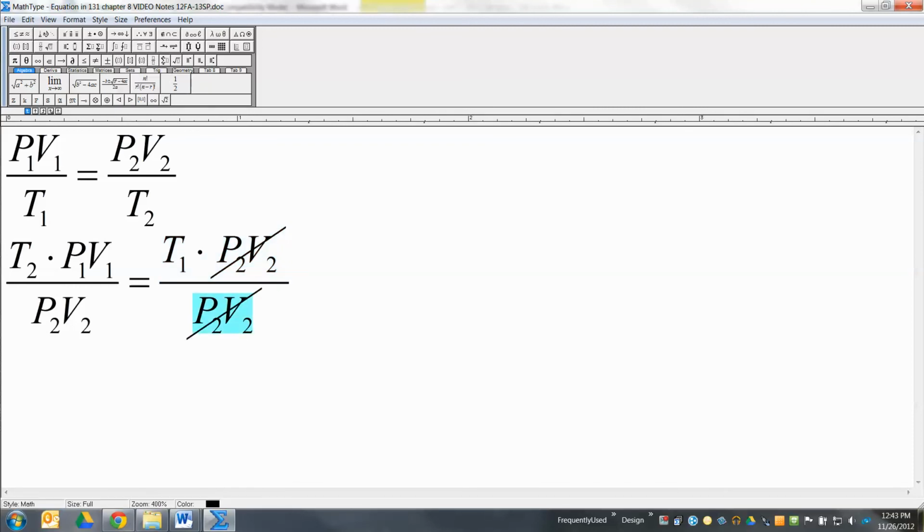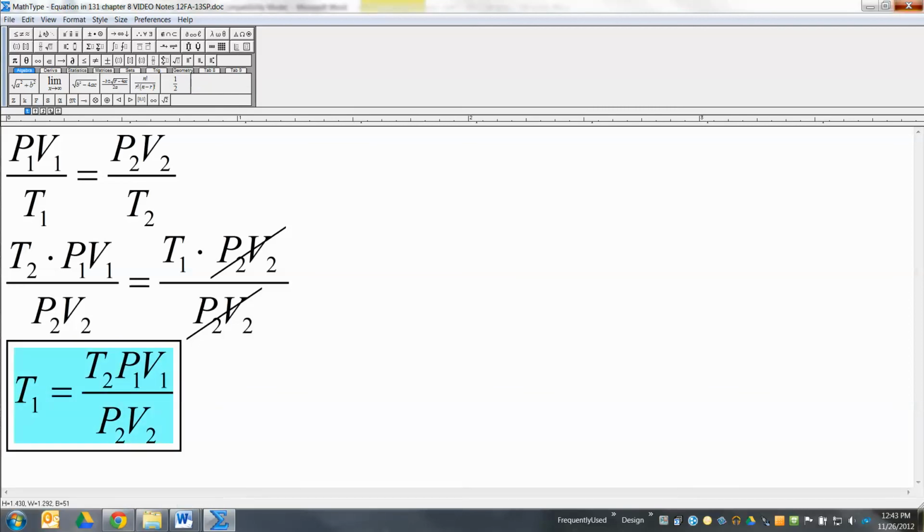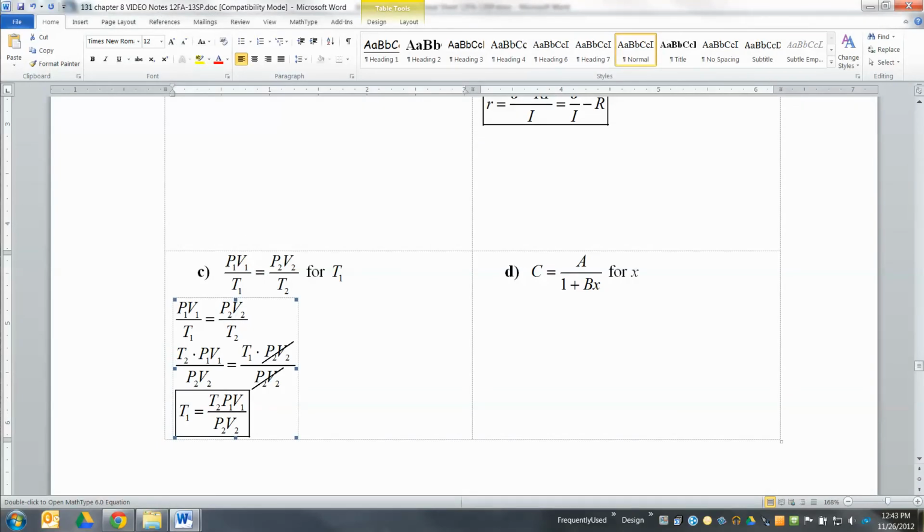So that's gone. So you have T1 equals this big thing. Nothing divides away, nothing is gotten rid of, nothing cancels. You're all set. So I told you that one would be easier. Cross multiplication is a wonderful thing.